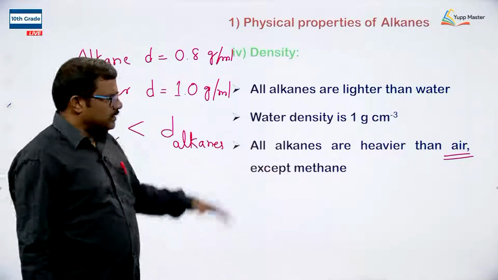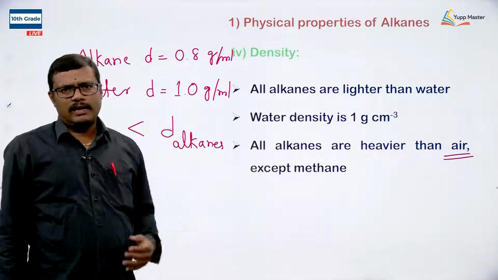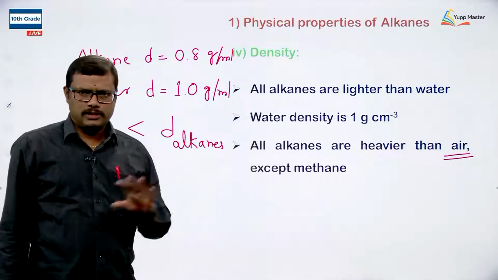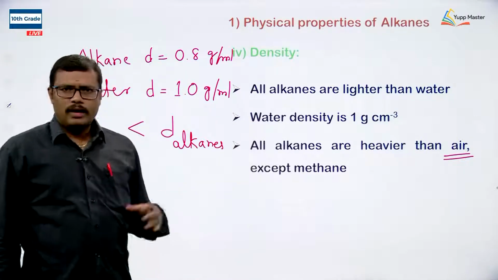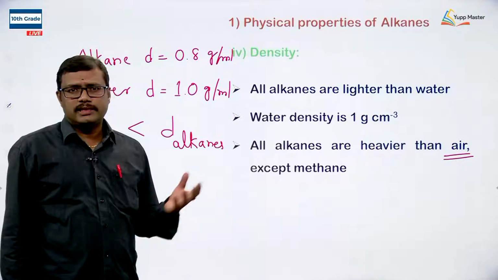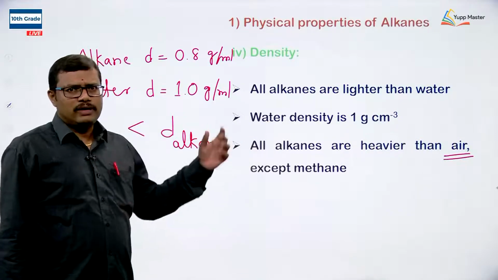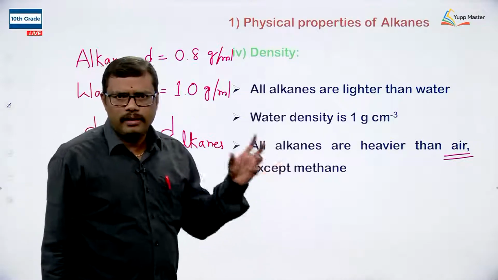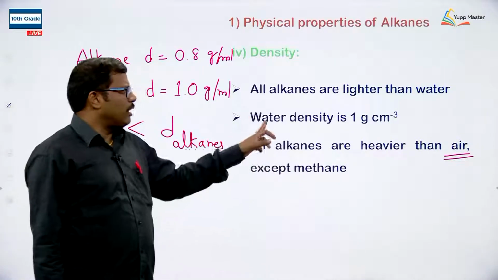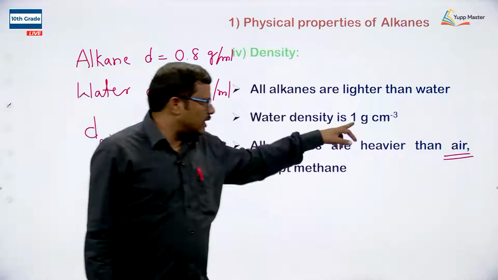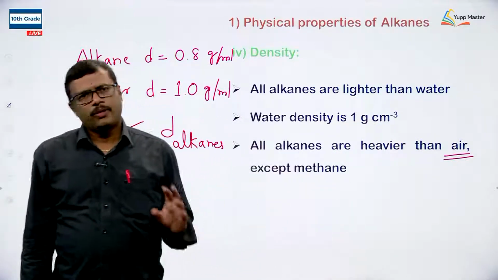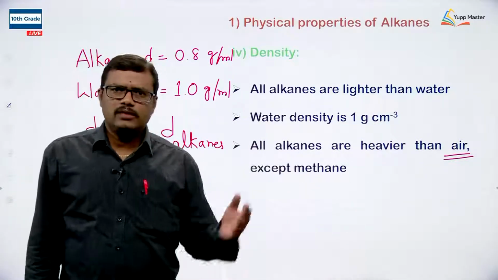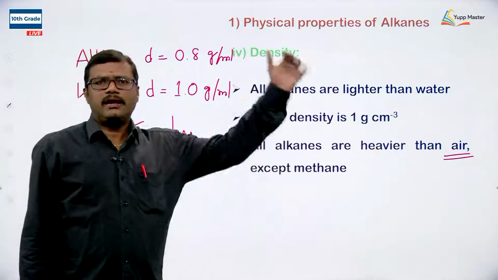If you compare the densities, they are increasing for the alkanes with the increase in the molecular mass, no doubt. And what is the maximum value we can expect as a density for the alkanes? The maximum value of density for alkanes is 0.8 gram per ml. When you compare the water density, water is 1 gram per ml. So, which is more? Water density is more. That is to say that water is more dense than alkanes.